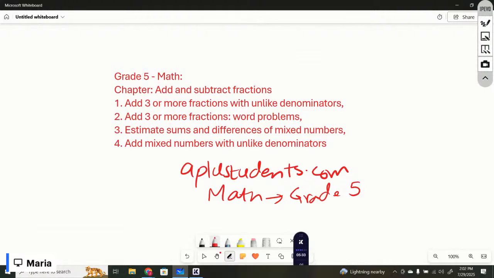We're going to start with the chapter Add and Subtract Fractions. The lessons we're going to cover today are add three or more fractions with unlike denominators, add three or more fractions word problems, estimate sums and differences of mixed numbers, add mixed numbers with unlike denominators.